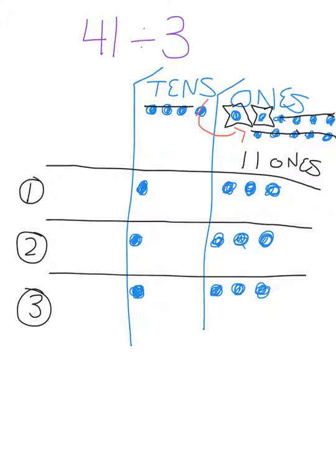And with the remainder showing as 2, what is the answer now? That is correct. The answer is going to be 13 with the remainder 2.